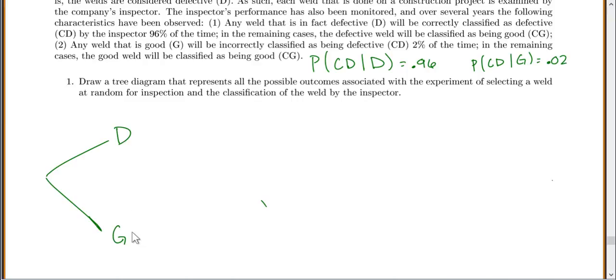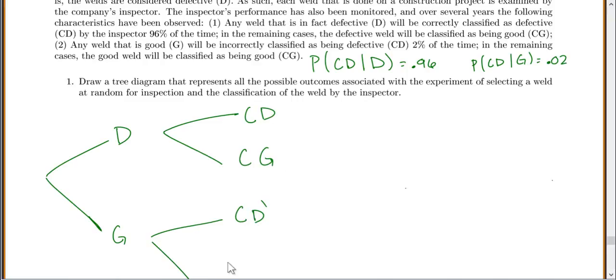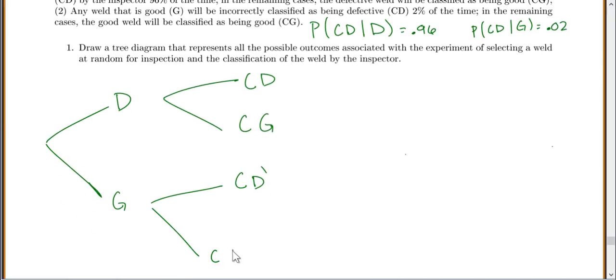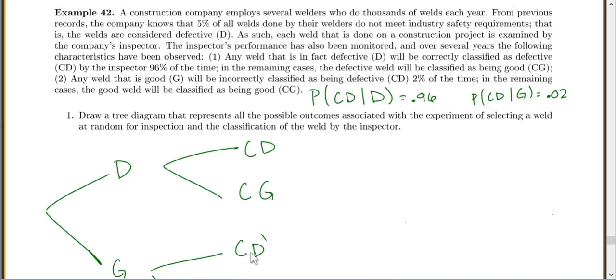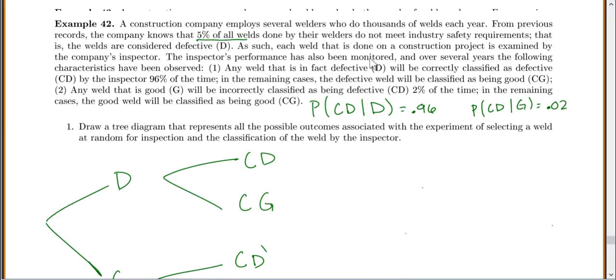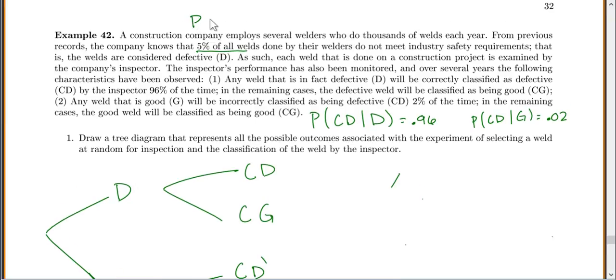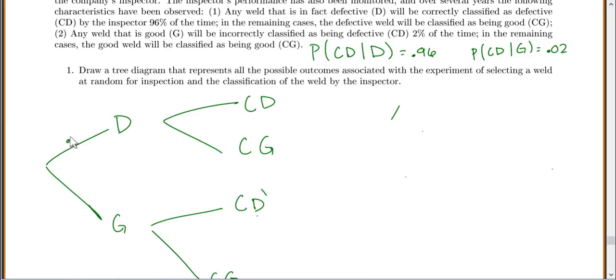So it's either defective or good. Okay, and then it's either classified as defective or classified as good. Classified defective, classified good. So let's go back up. What's the probability of it being defective? We didn't write that down yet, but 5% of all welds are defective. So the probability of defective equals 0.05. So we have 0.05, 0.95.